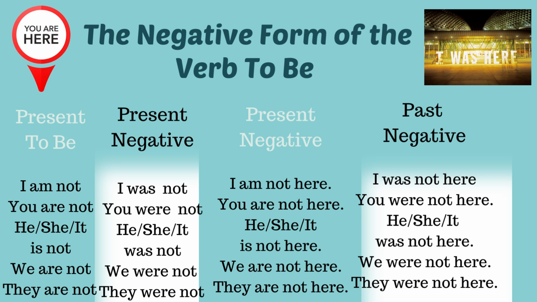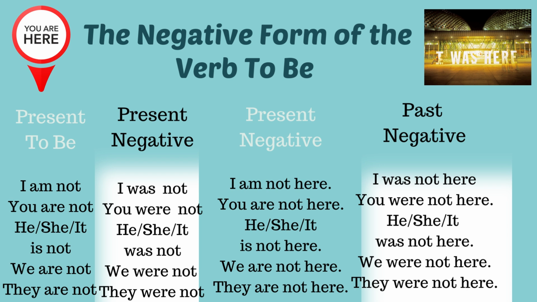What about the negative form? What if you want to say, no, I was not here? The negative form is the opposite of the positive form, which is I am here. I am here is the positive form. The negative, I am not, no, I am not here. So let's go through the present positive and negative and the past positive and negative.